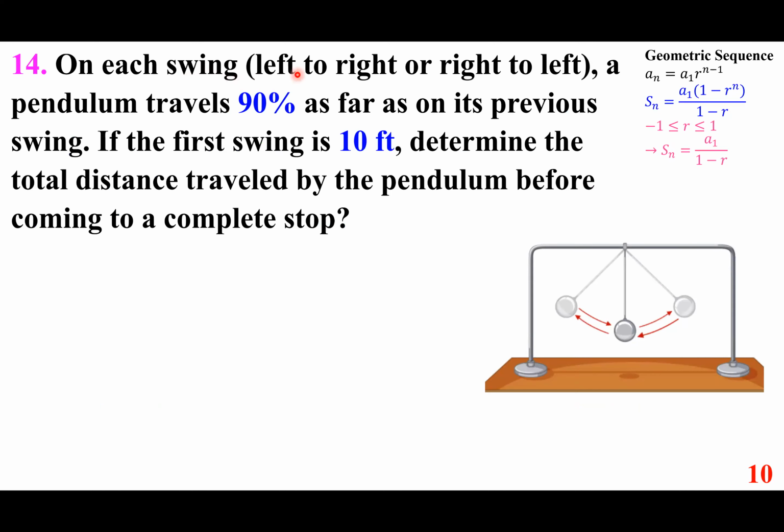On each swing left to right or right to left, a pendulum travels 90% as far as on its previous swing. If the first swing is 10 feet, determine the total distance traveled by the pendulum before coming to a complete stop. So going back and forth.